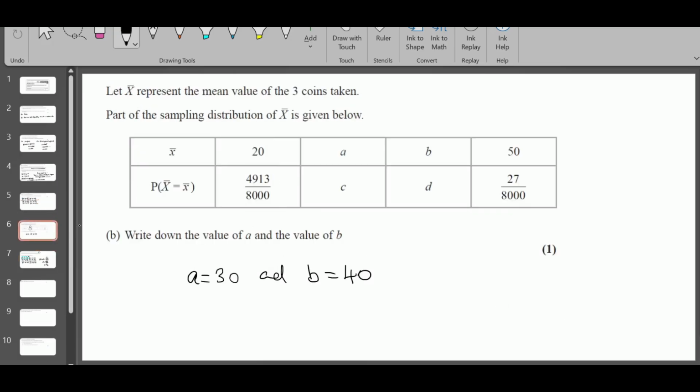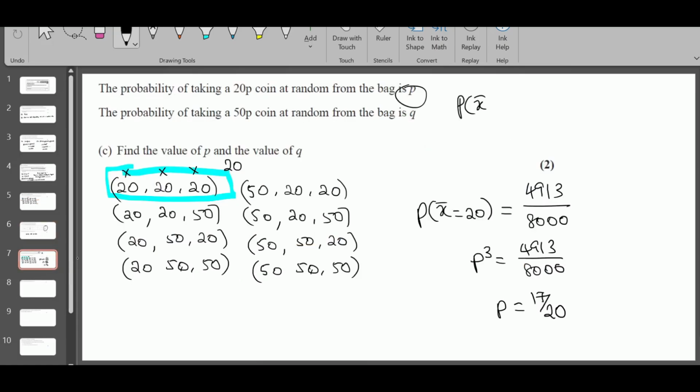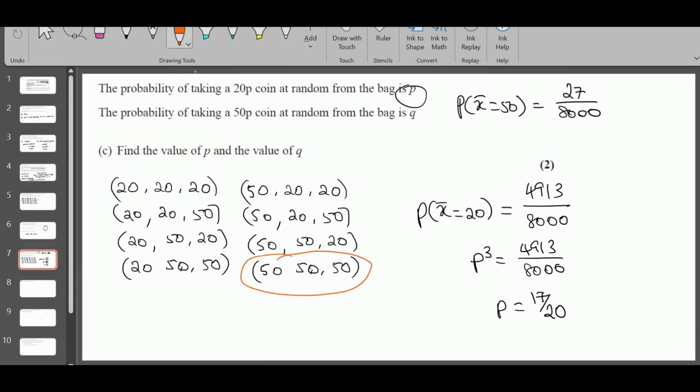Now in the table, 50 is 27 over 8000. So P of X bar equal to 50 is 27 over 8000. That's basically 50 comes from this combination, right? So take the probabilities and multiply. The probability for taking a 50p coin is Q. So Q times Q times Q. Q cubed is 27 over 8000. You can find Q. The cube root of 27 is 3 over 20. That's all. That's just another 2 mark question.